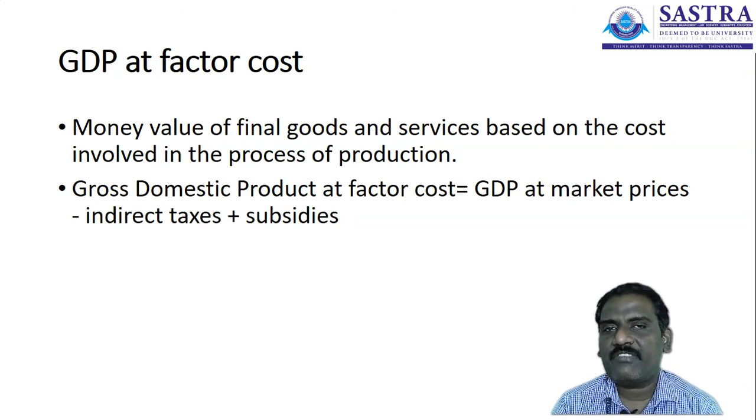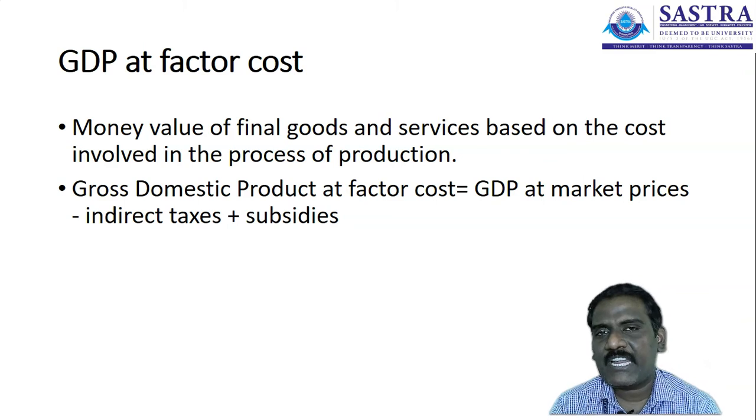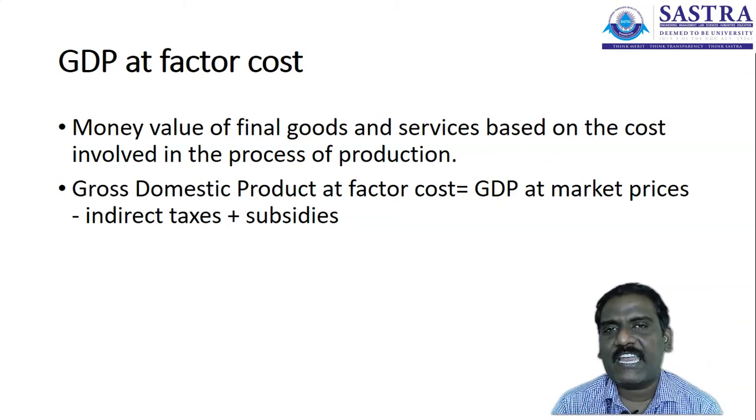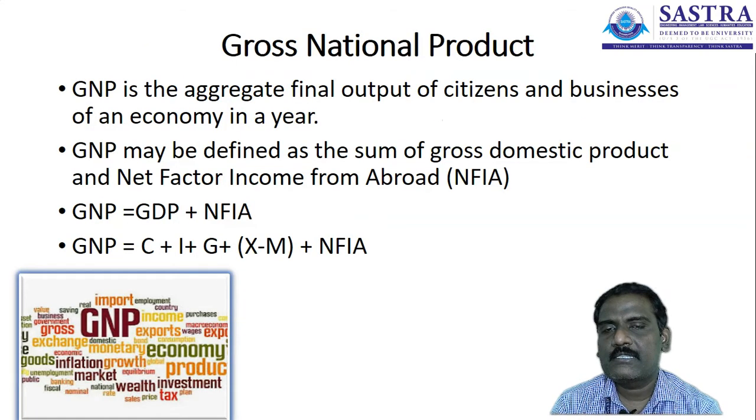So the GDP at the factor cost is derived from the GDP at the market price, or GDP at the current price, by subtracting the indirect taxes and adding the subsidy given by the government. It means the total cost incurred by the government or the industries to produce the goods or give the goods to the end user. So at the producer's side we are calculating this price.